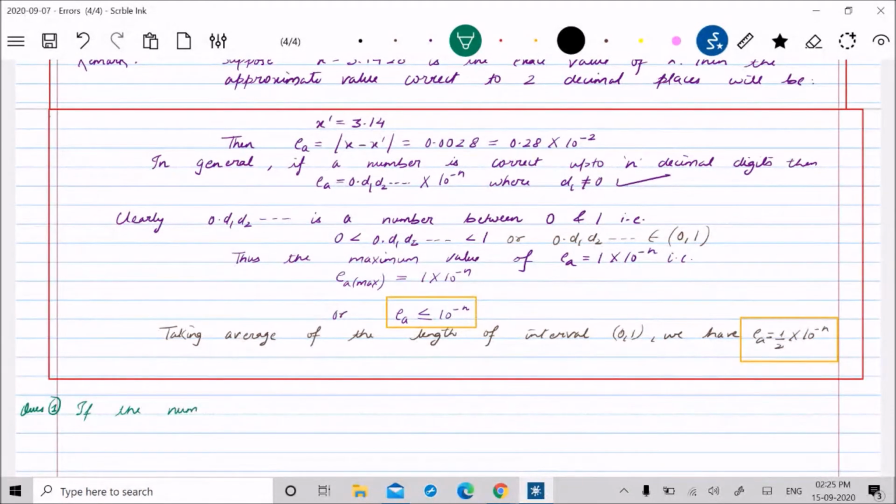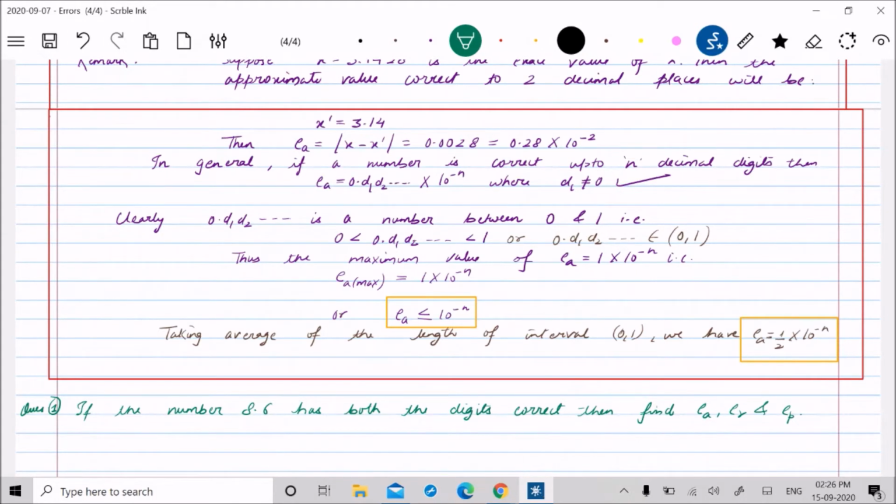If the number 8.6 has both the digits correct, then find EA, means absolute error, ER, means relative error, and EP, right? So these are just the formulas.